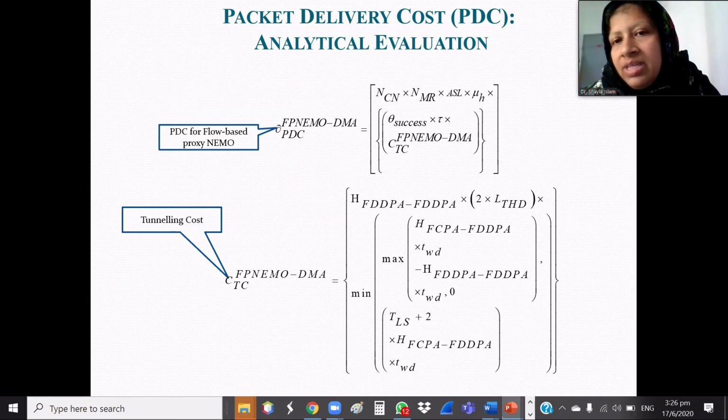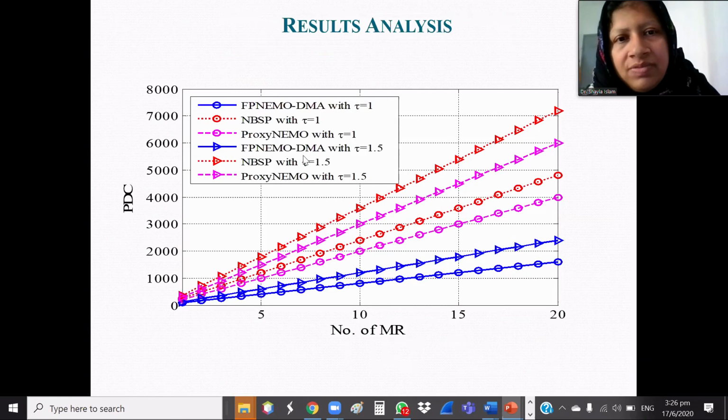So we exclude other parameters for comparison purpose only. Based on this observation, if we change some parameters, for example the number of mobile routers, if we increase it, we can see that the proposed one, the blue color one, actually reduces the cost. Why? Because the signaling cost is minimized. When signaling cost increases, ultimately the total cost also increases.